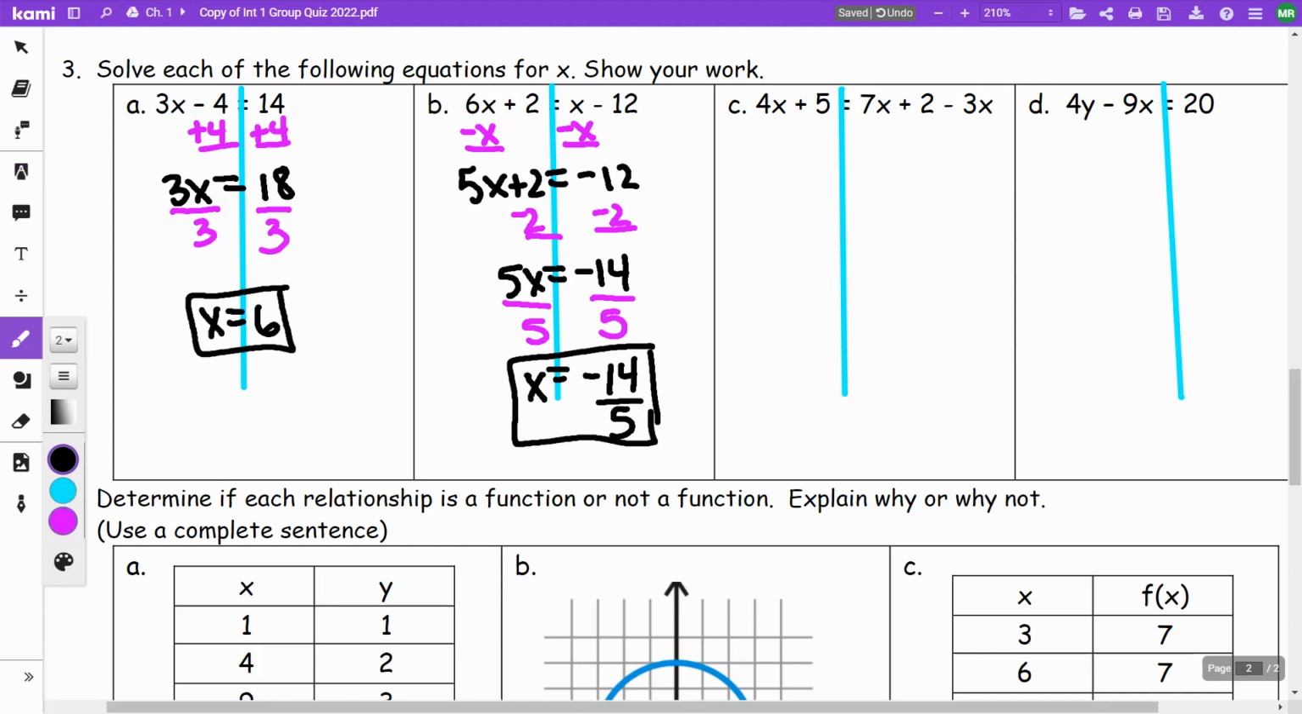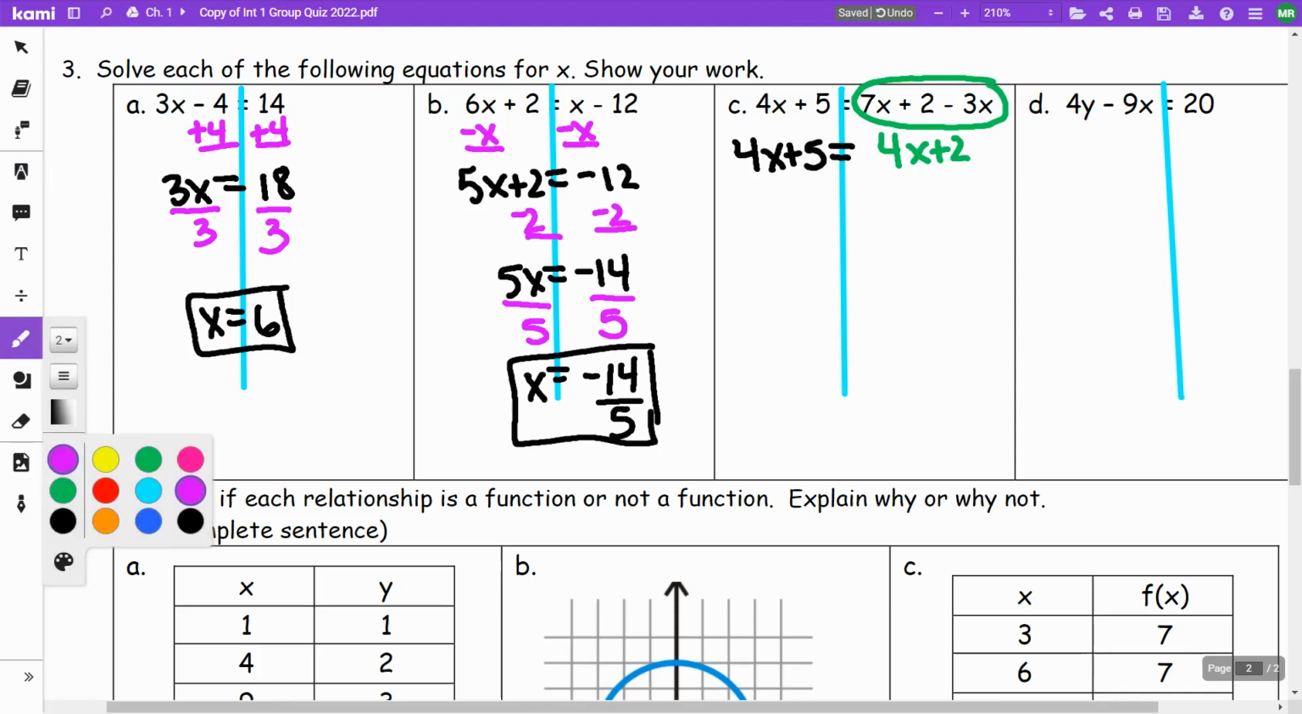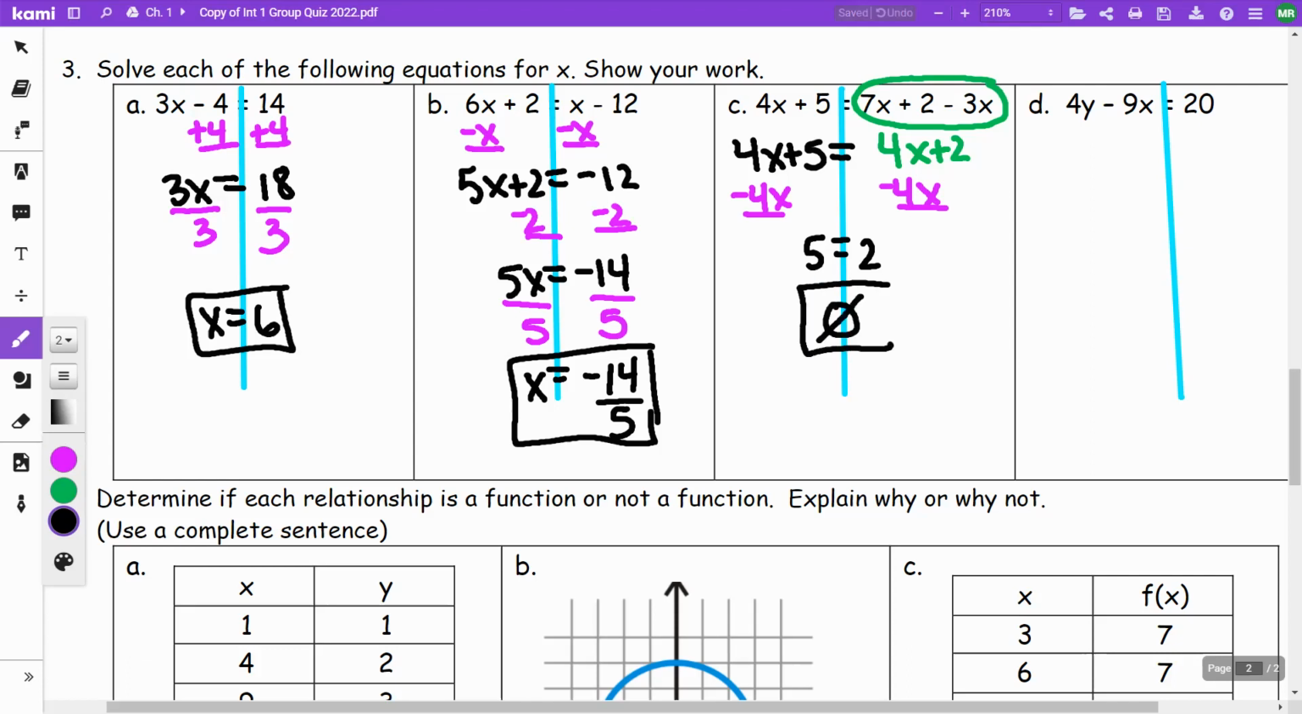On the next one, what I notice is on this side here, I have some like things I can combine. So 7x and a negative 3x is going to become a 4x plus 2 equals 4x plus 5. Now I notice I have a 4x on both sides. So what's going to happen when I subtract 4x here and I subtract 4x here? I'm going to be left with 5 equals 2, which is not true. So my answer is no solution.